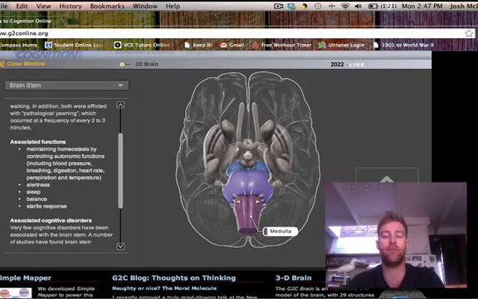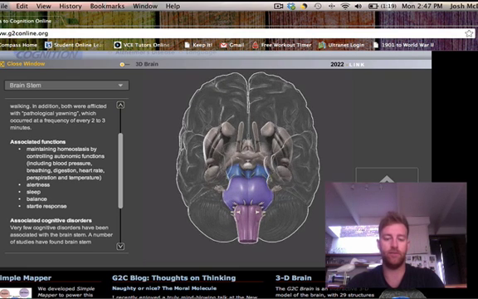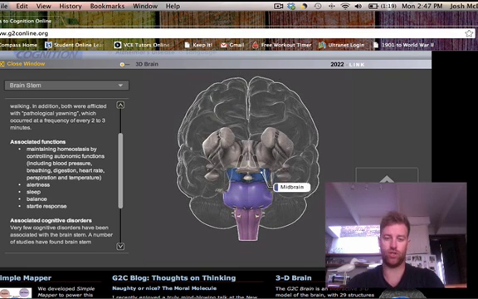So there are three major sections here. You can see the medulla, the pons, and the midbrain. Also, this section here, the cerebellum, is also part of the old brain, the hindbrain, but we're not too concerned about that at the minute. What you see here is the beginnings of the spinal cord. The spinal cord would continue down through this section, and all the way down your back. And that's about it. That's the main things we need to know.